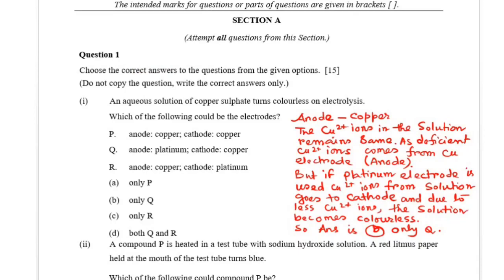Question number 1. An aqueous solution of copper sulfate turns colorless on electrolysis. Which of the following could be the electrode? Here the anode is most important, the cathode is not important. If the anode electrode is copper, then the Cu2+ ions in the solution remain the same always, as deficient Cu2+ ions come from the copper electrode. But if a platinum electrode is used, Cu2+ ions from the solution go to the cathode, and due to fewer Cu2+ ions, the solution becomes colorless. So the answer is option B, only Q. Okay.